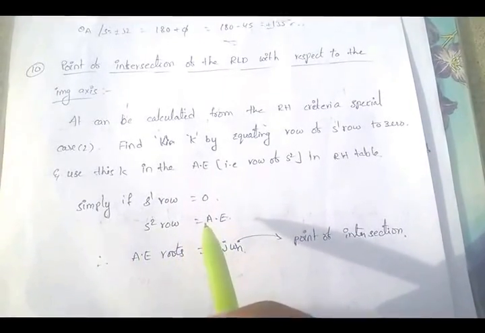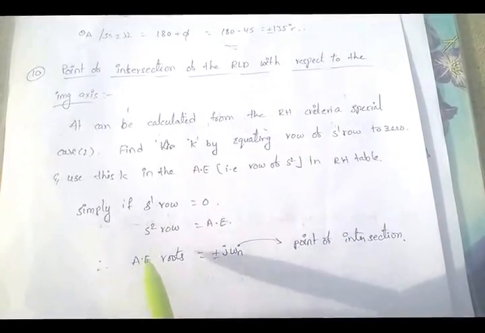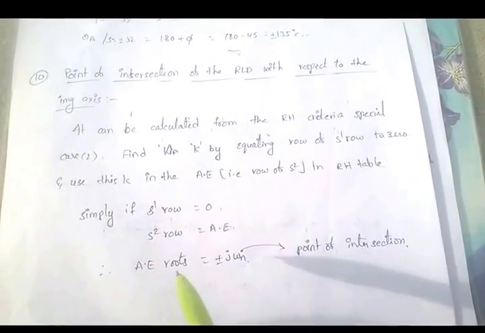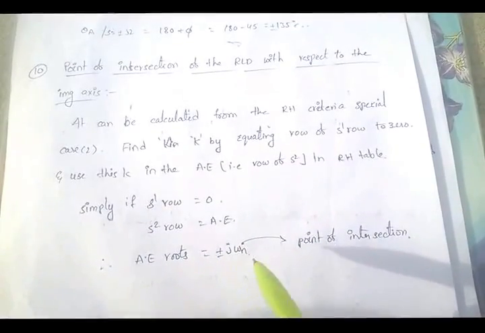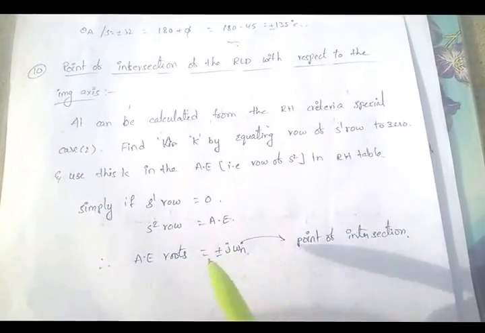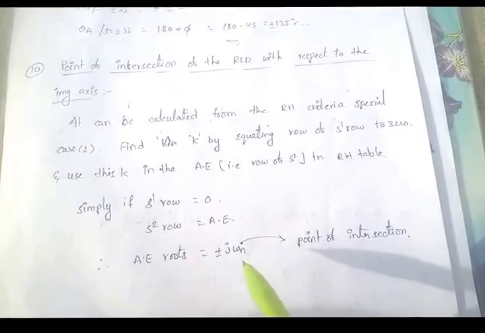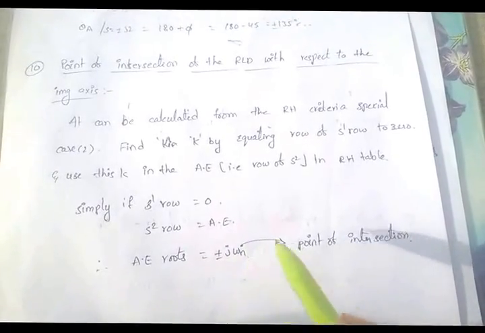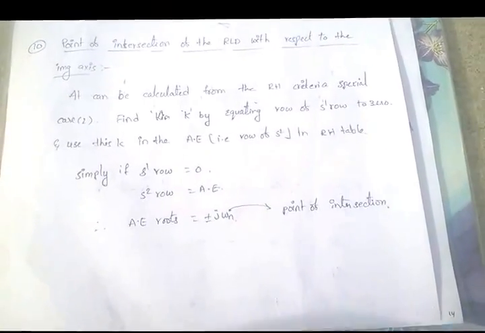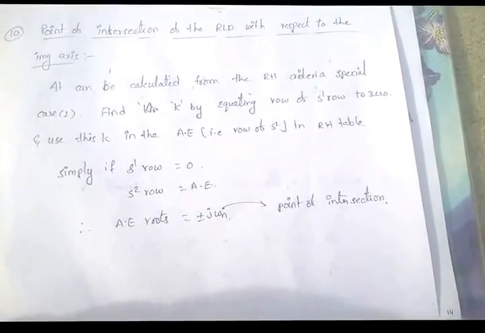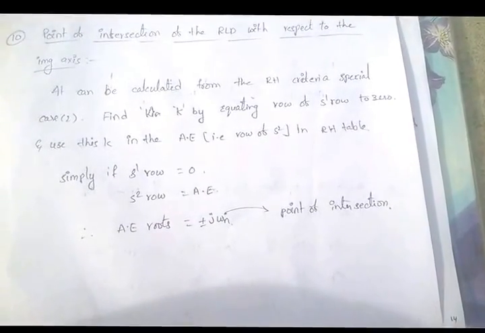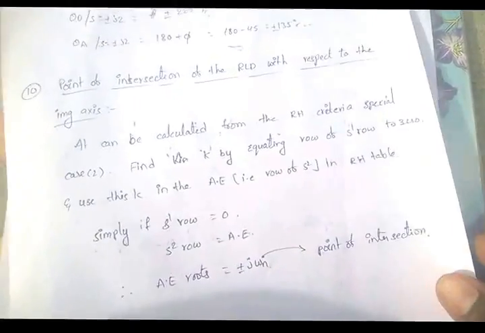Here find the roots of the AE. For the point of intersection, find the roots of the AE. The roots will be in the form of plus or minus j omega n. Then that omega n is called the point of intersection. It can be easily understood by example.